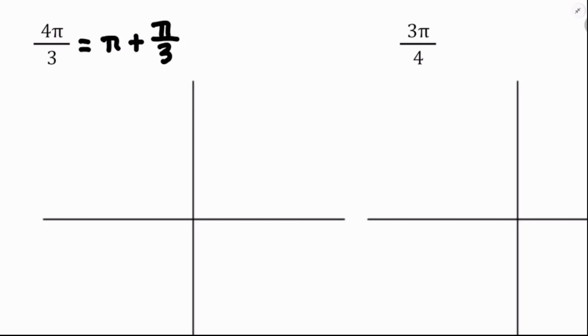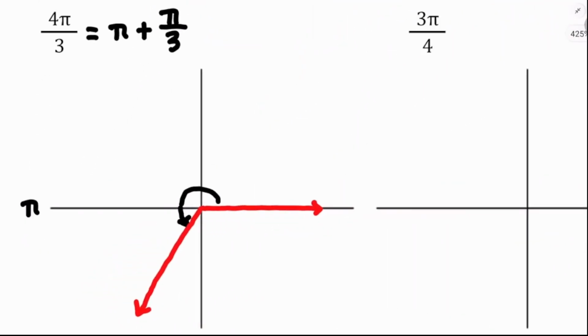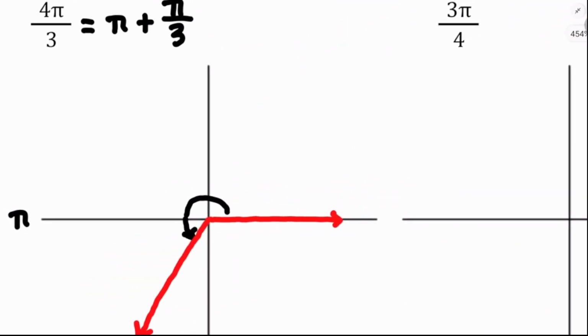So initial ray would be here. Like I said, initial ray always there. And then pi is over here. It's 180 degrees of rotation. And so plus another pi over 3 is another 60 degrees. So I'm going to have gone all the way there and then 60 more degrees. I think it'll probably be about that.